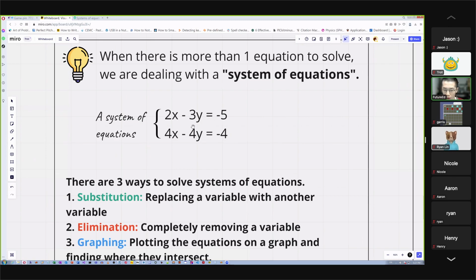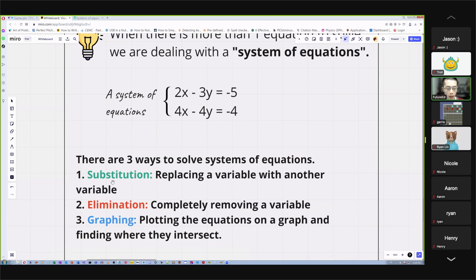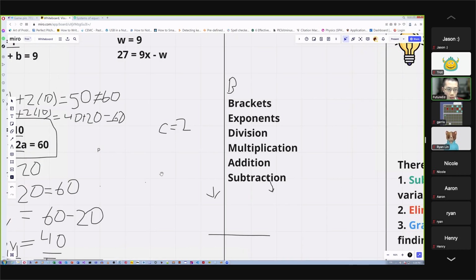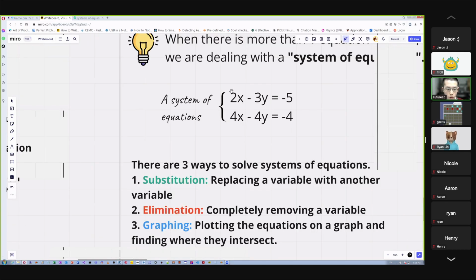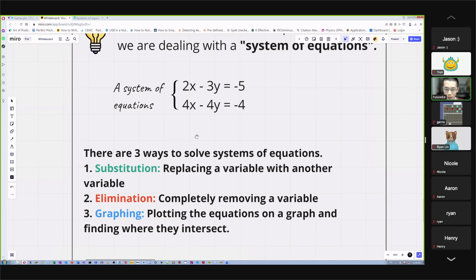When I first started, I was like, holy cow, how are you even supposed to do this? And it turns out there are actually three ways. And last class, I started teaching you guys substitution, which is what we were just doing down here. This is the most basic case of substitution, where you're literally given the value of a variable and then asked to plug it in. But in most cases, it's not that easy.